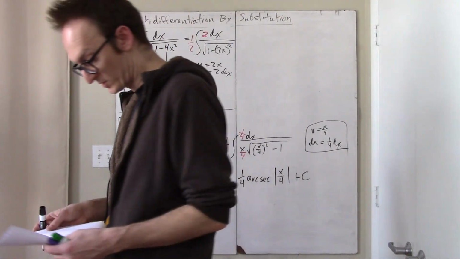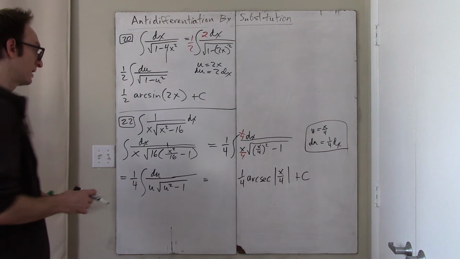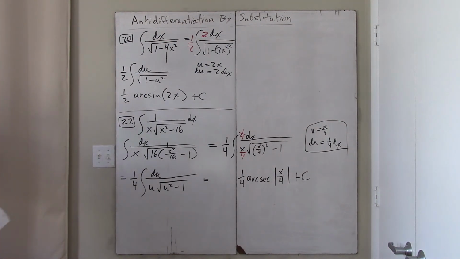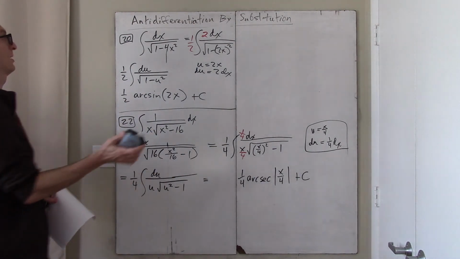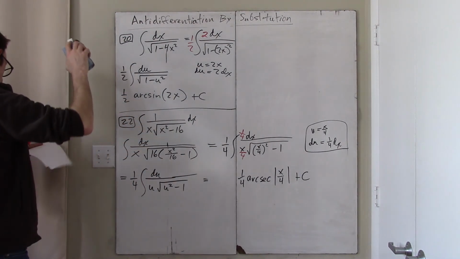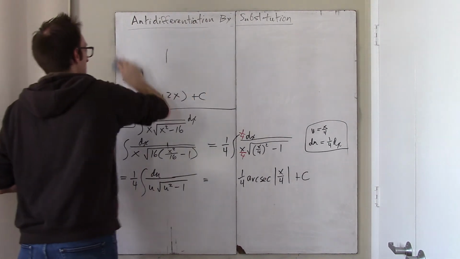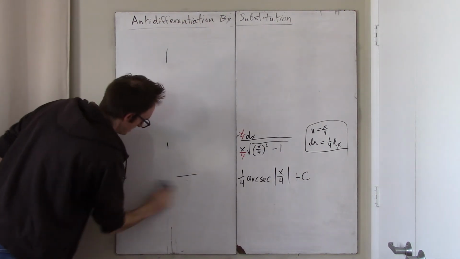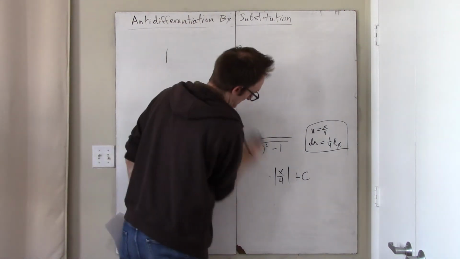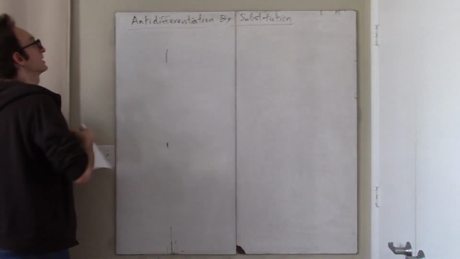Okay, that was 22. Sort of not too bad, but yeah. Okay, good. Let's do more. 23, I think, is harder. We did one like this last week. Okay. 23.